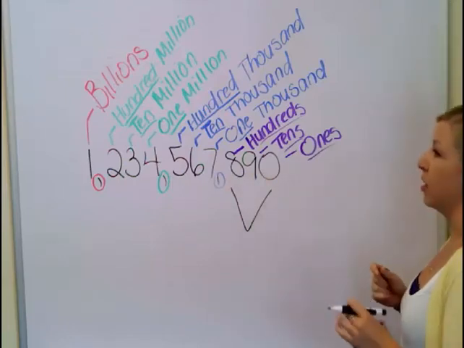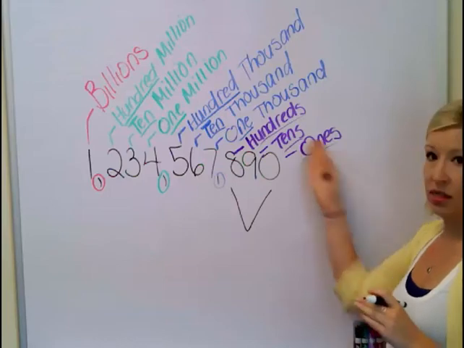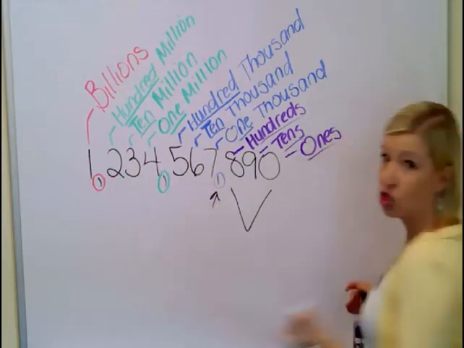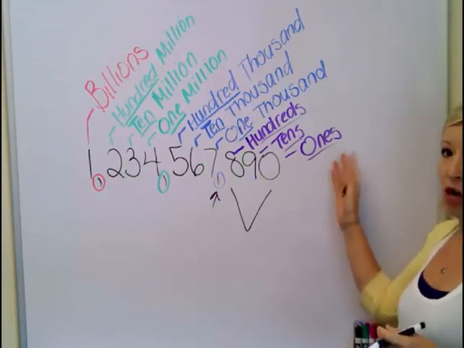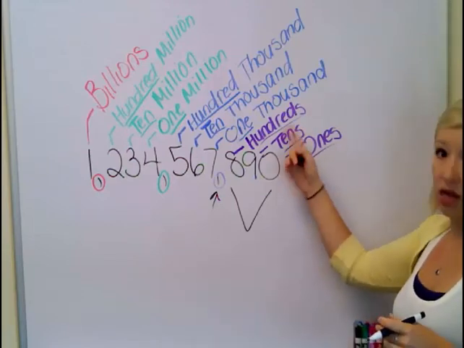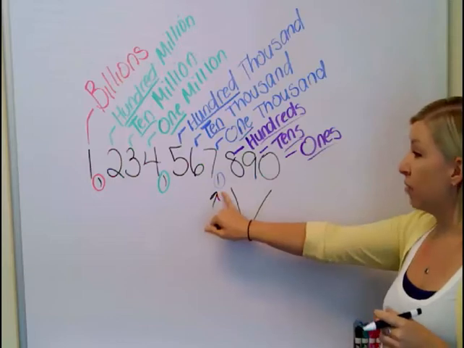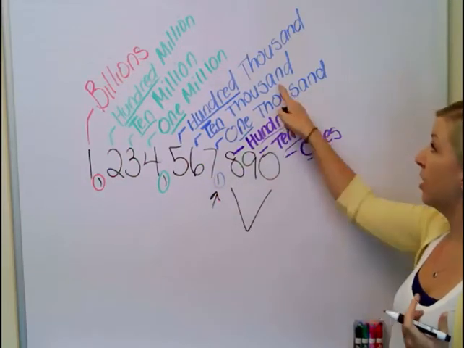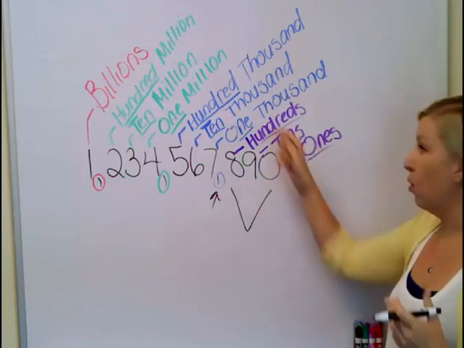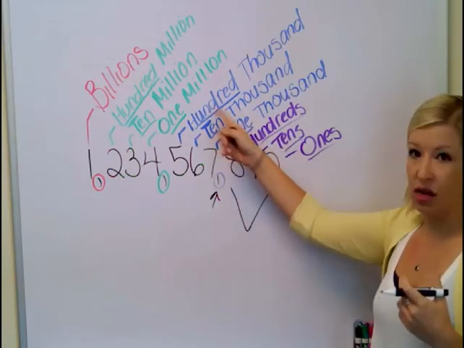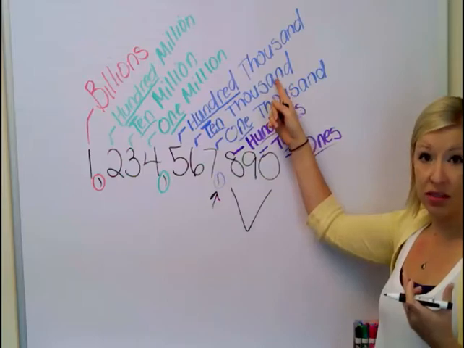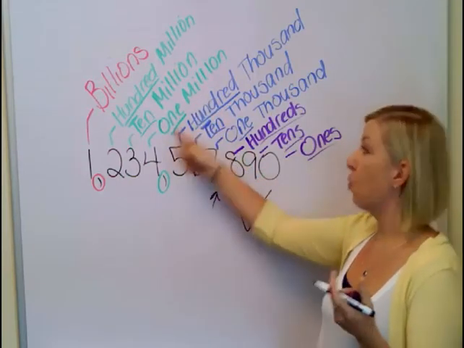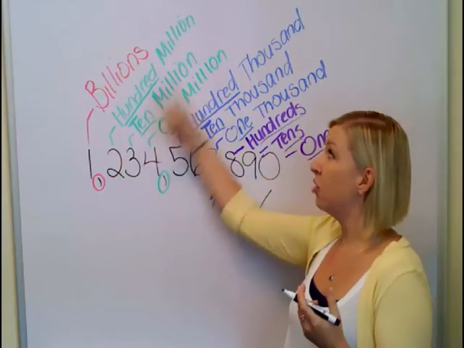Each period repeats ones, tens, hundreds, and then when you get to the comma, it changes the name. So first we start with ones, tens, hundreds, and then we see a comma right here, and that changes the name to now we're working with the thousands. So you'll see I added the thousands here. Still repeats though, ones, tens, hundreds, just with the thousands. I get to a comma, changes the name now to millions. So 1 million, 10 million, 100 million.